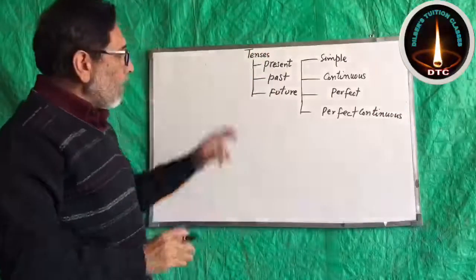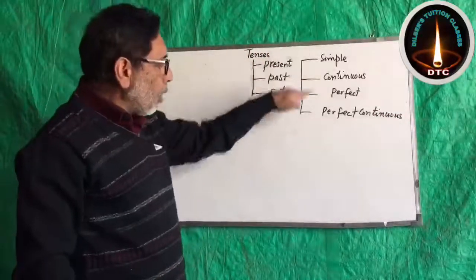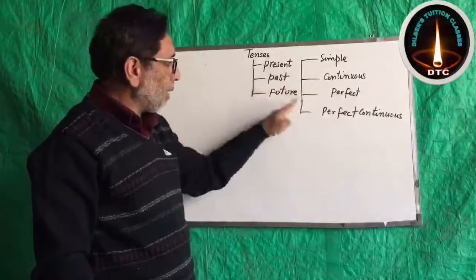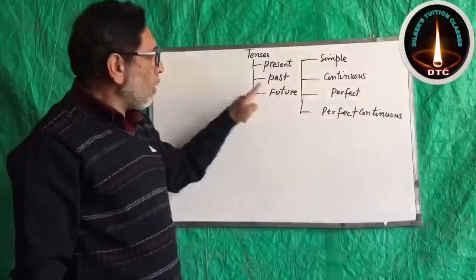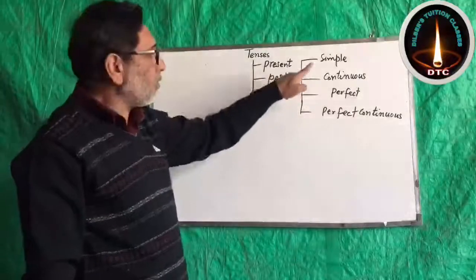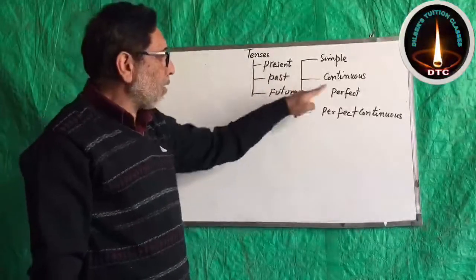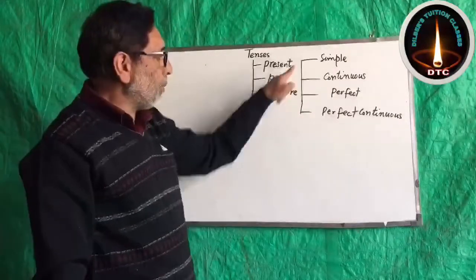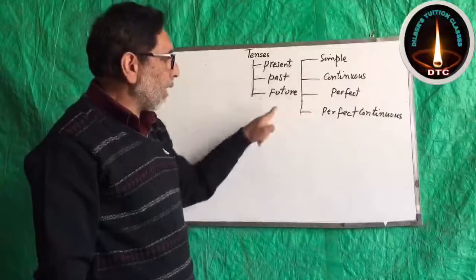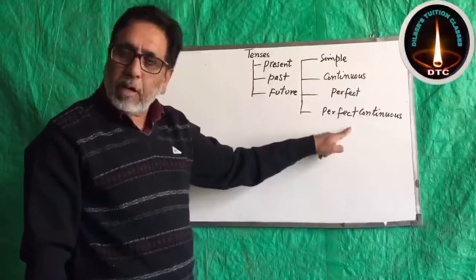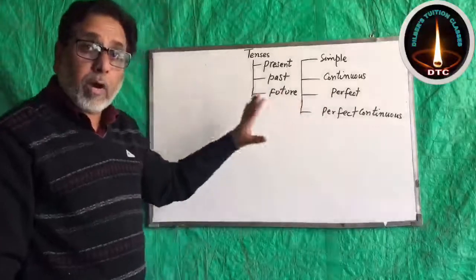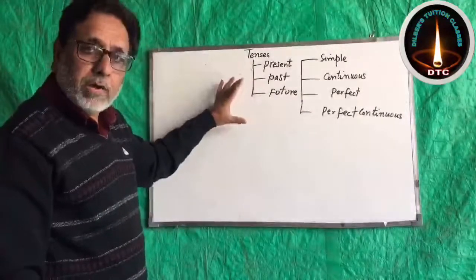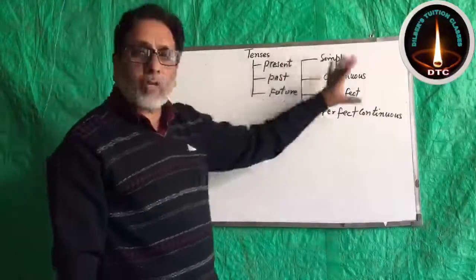So you can say a present has four forms. Present has present simple, present continuous, present perfect, and present perfect continuous. Accordingly, you can say past has past simple, past continuous, past perfect, and past perfect continuous. Accordingly, you can say future simple, future continuous, future perfect, and future perfect continuous. So these are four forms for all the three tenses: present tense, past tense, and future tense. In total, they make 12.